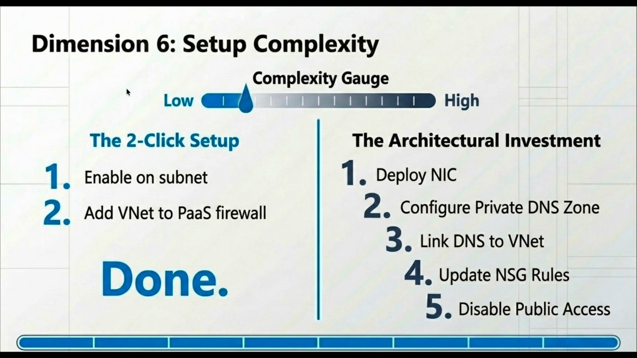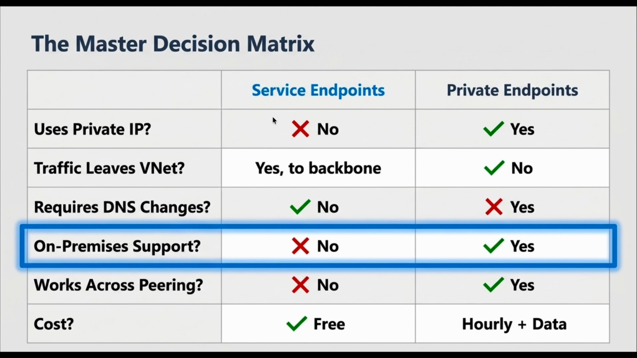We enable the service endpoint on the subnet, and in the PaaS resource, on the networking settings, we add only that VNet to access the storage account. Whereas in private endpoint, it's a multi-step process. We deploy a network interface card. After deploying a network interface card, we configure a private DNS zone for the name resolution. And in the private DNS zone, we then link the DNS zone to the VNet. Then we update NSG rules and then disable the public access.